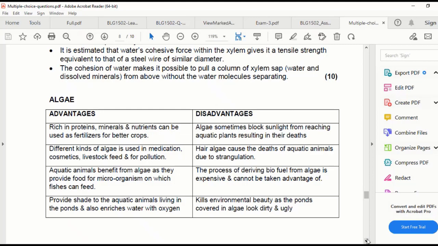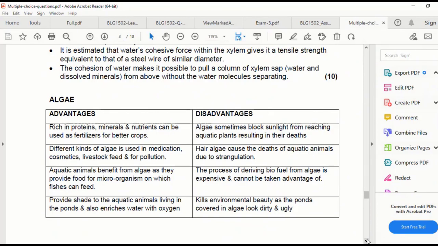But the disadvantage, on the other hand, is that algae sometimes block sunlight from reaching the aquatic plants. We talked about the fact that in the streams, or in the aquatic inland, or the river, or the dam, or wetland or whatever, there are aquatic animals and there are aquatic plants which need sunlight. And this algae come there and sort of become a canopy which stops or blocks this sunlight.